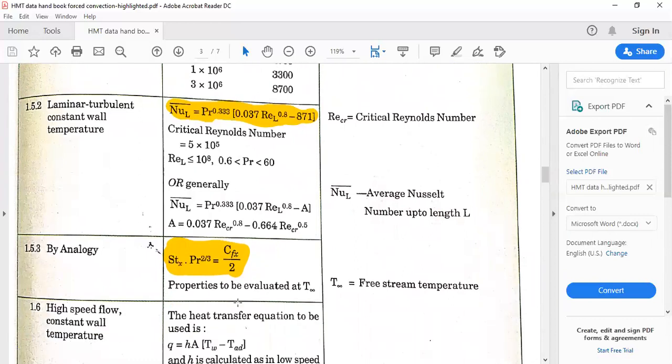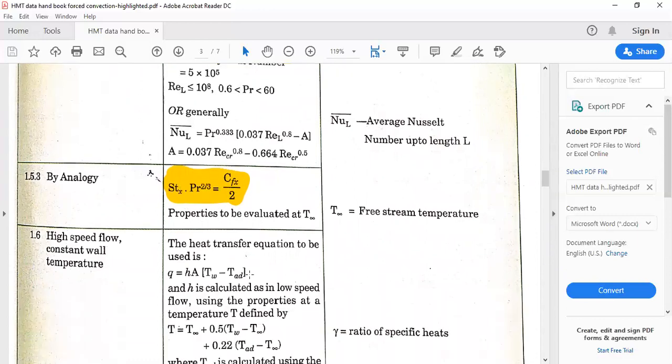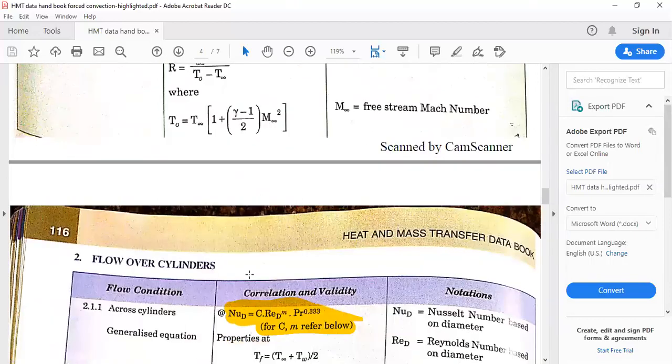Then sometimes if they ask to solve the problem using Reynolds analogy, then you have to use the Stanton number and Prandtl number, and to find out the shear stress or shear force, you have to use this expression. So these two are with respect to turbulent flows.